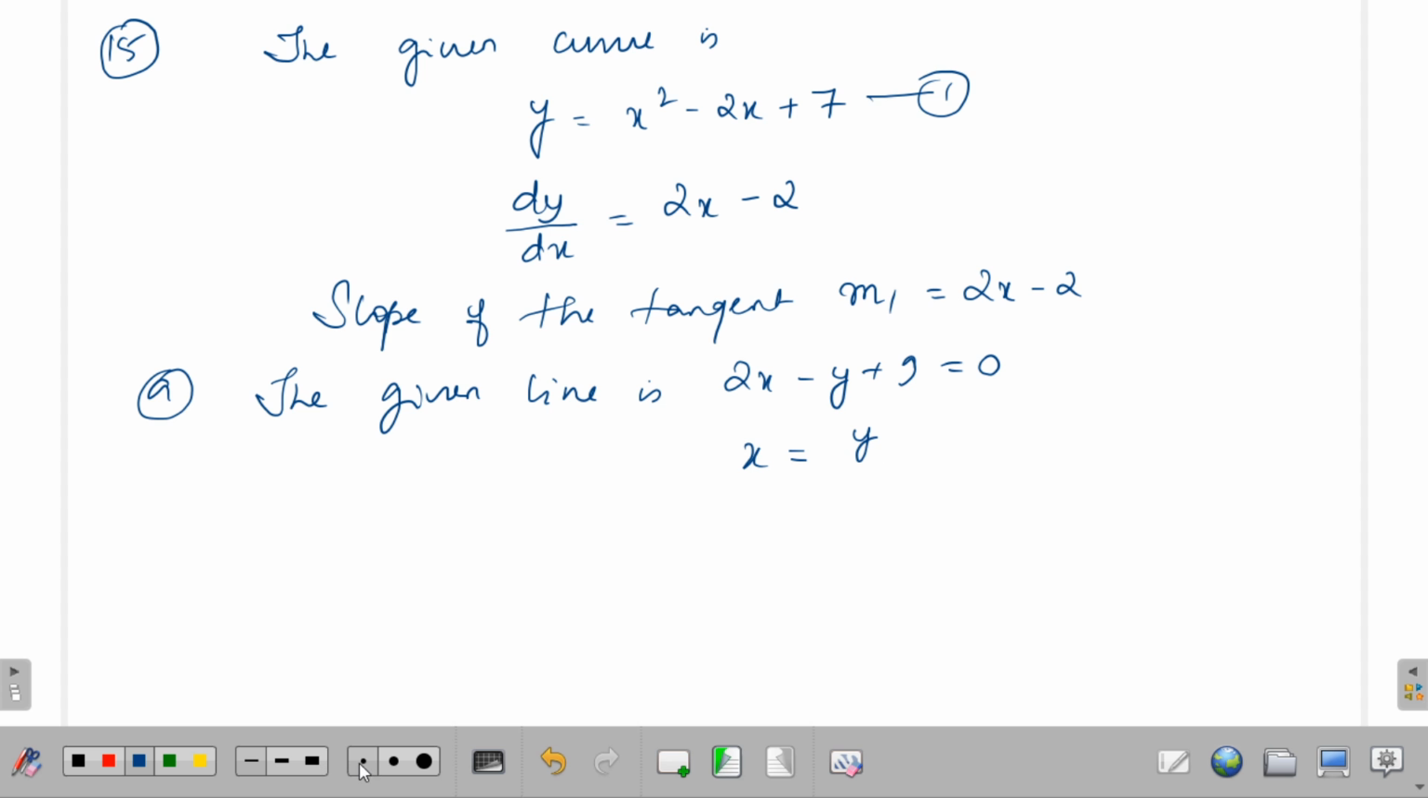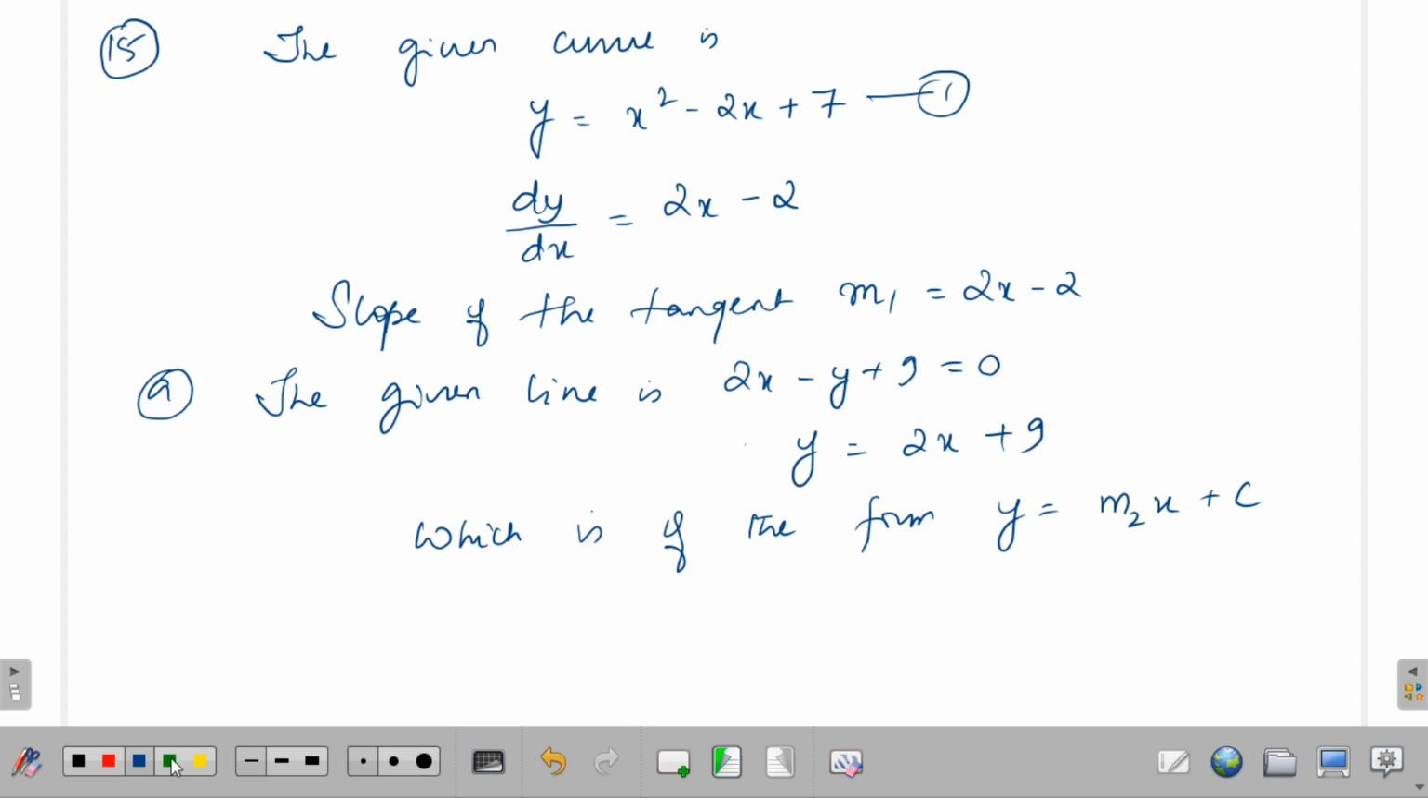So I can make this one x is equal to y. Sorry, not x, I made a mistake over here. I need y actually. So y is equal to nothing more than 2x plus 9, which is of the form y is equal to m2x plus c. And those who are wondering what this is, this is nothing more than the equation of a straight line. So over here m2 is nothing more than 2 and c happens to be 9.